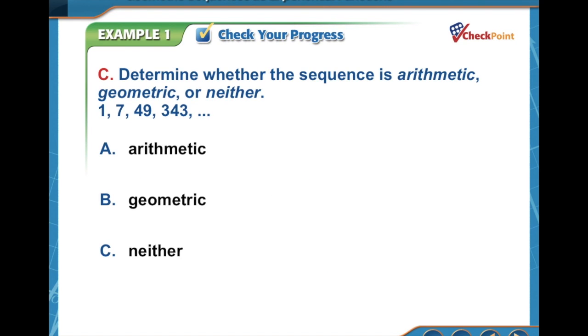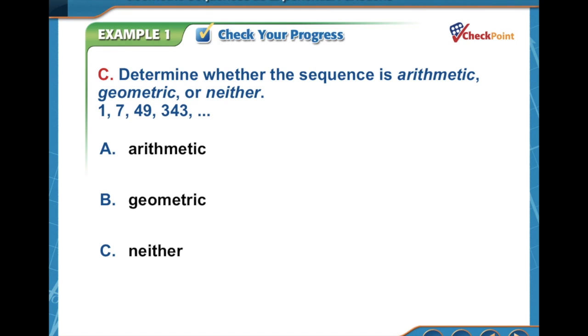Great. So with that aside, we can look at one more example 1 type problem. For this one, we need to determine whether the sequence is either arithmetic, geometric, or neither. So let's think about it. If we were to start at 1 and go to 7, we would have to add 6, right? But if we go from 7 to 49, we'd add 42. So there is not a common addition happening here, so it can't be arithmetic.